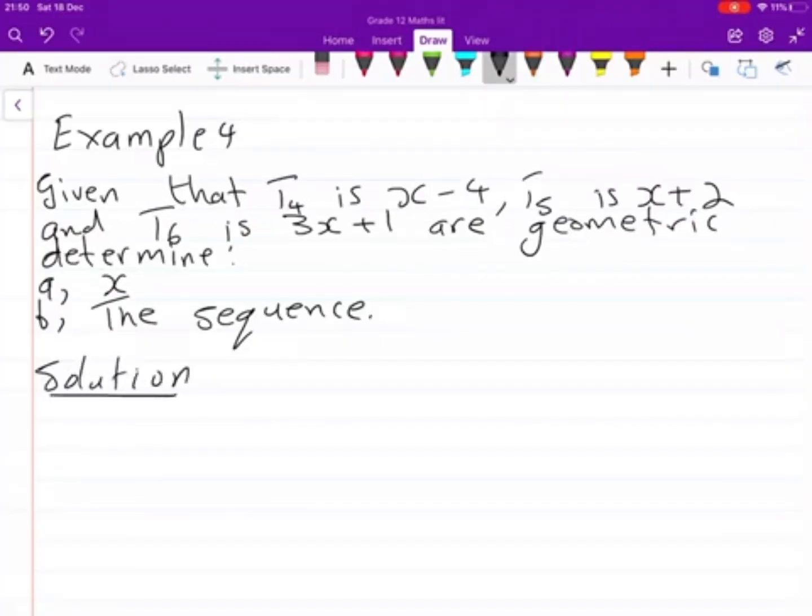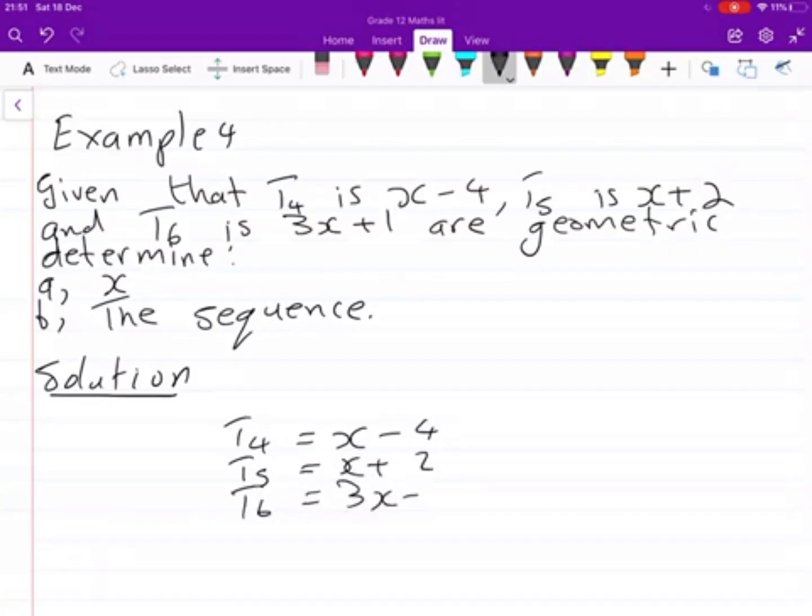Let us look into the last part. Given that T4 is x minus 4, T5 is x plus 2, and T6 is 3x plus 1. I always like stating what I'm given, guys. They said T4 is x minus 4, T5 is x plus 2, T6 is 3x plus 1. I always like stating what I'm given. Okay.